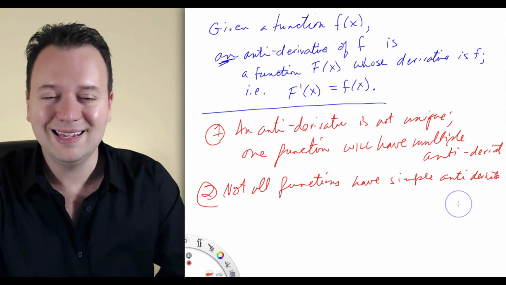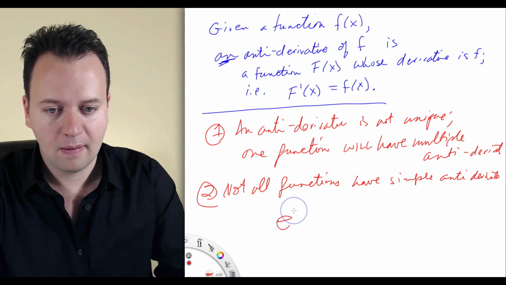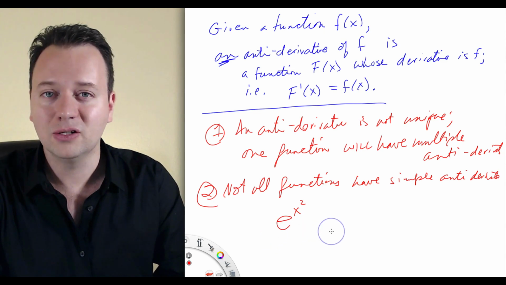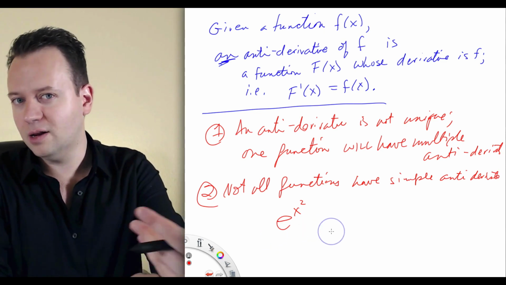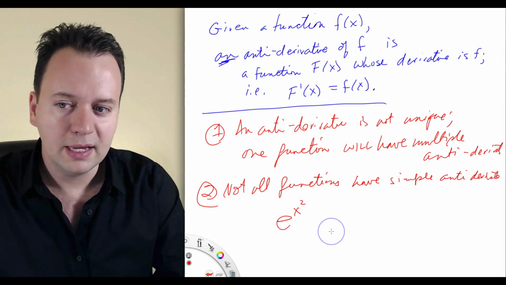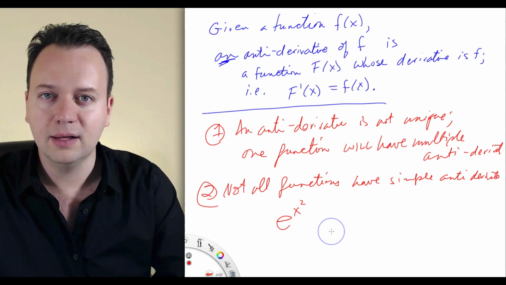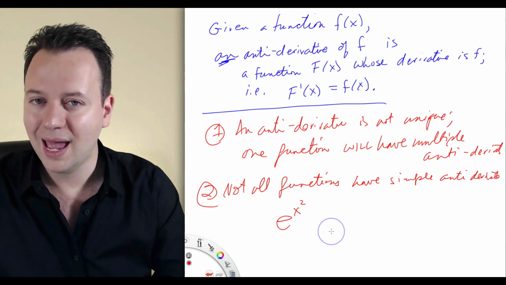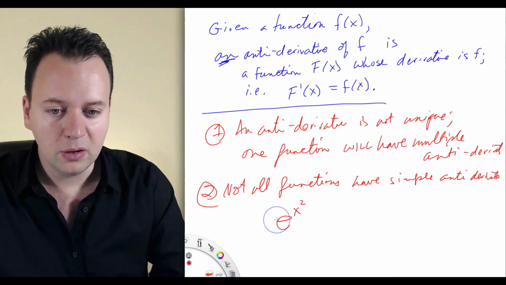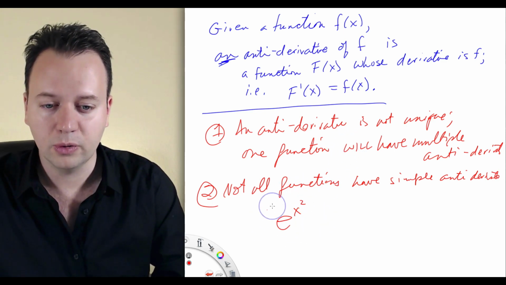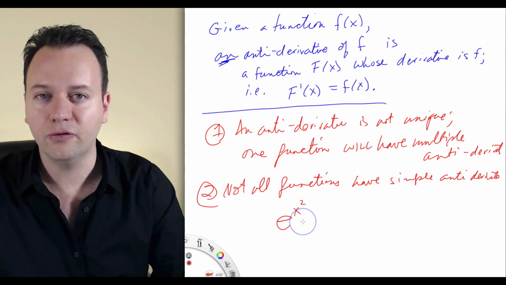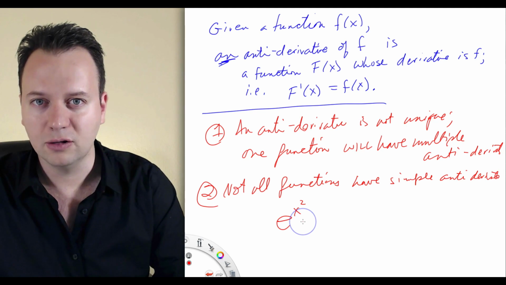For example, e to the x squared doesn't have a simple antiderivative. There's no way of writing this in terms of e to the x squared divided by 2x or anything like that. There's no simple way of writing it. Now, you can say that it does. There are functions out there that you can define to be the antiderivative, but you just can't express them in terms of elementary functions. You can write an infinite series expansion for this, for example, which we will do later in the course. But in terms of elementary simple things, not all functions have antiderivatives.